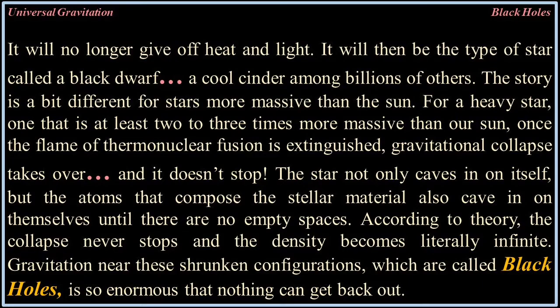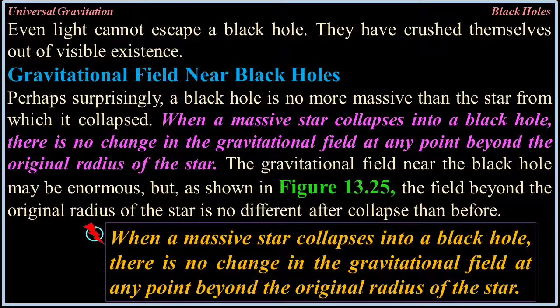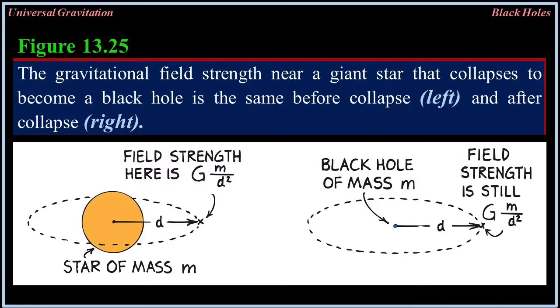Gravitation near these shrunken configurations, which are called black holes, is so enormous that nothing can get back out. Even light cannot escape a black hole. They have crushed themselves out of visible existence. Gravitational field near black holes. Perhaps surprisingly, a black hole is no more massive than the star from which it collapsed.